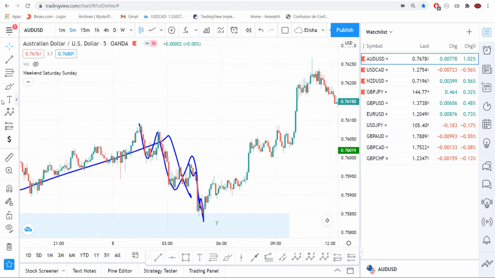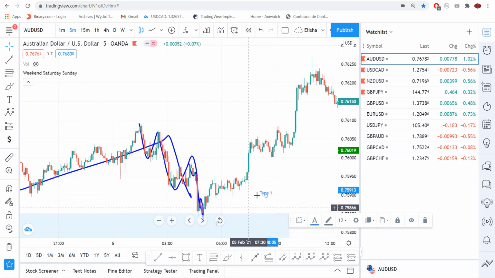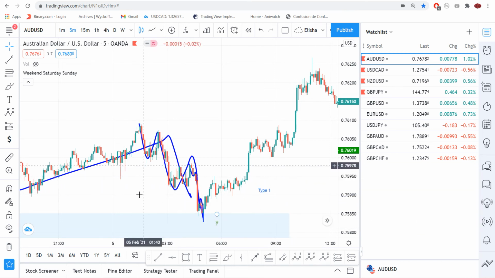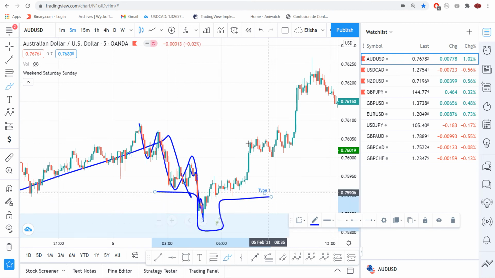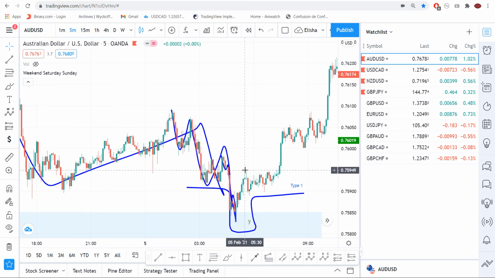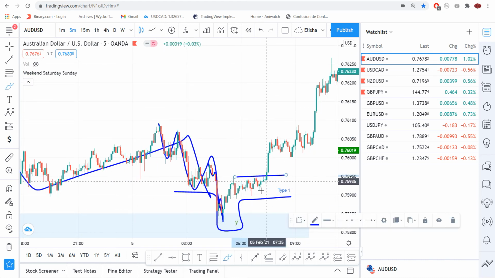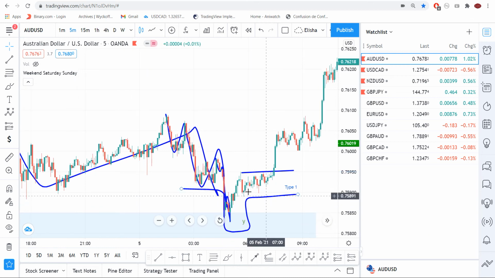And another thing to notice is that we have a type 1 pattern here. I think I'll do a video explaining what a type 1 pattern is, but it also confirms to us to buy. We'll probably buy here. We actually buy here, with our stop over there, right?